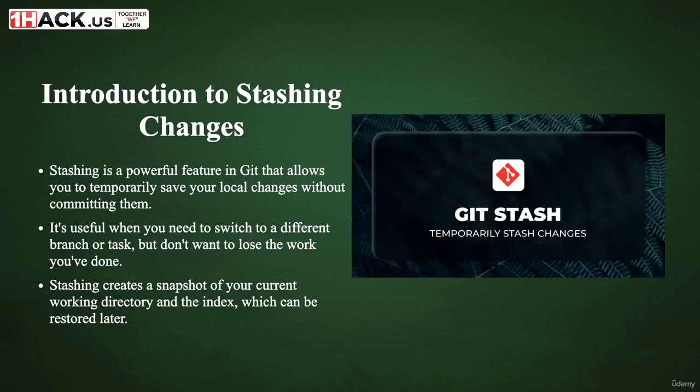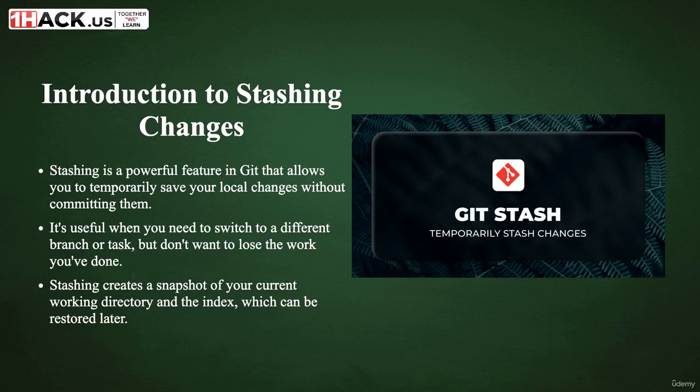Welcome to this presentation on stashing changes in Git. Stashing is a very useful feature that allows you to temporarily save your local changes without committing them. This is particularly helpful when you need to switch to a different branch or task, but don't want to lose the work you've already done.